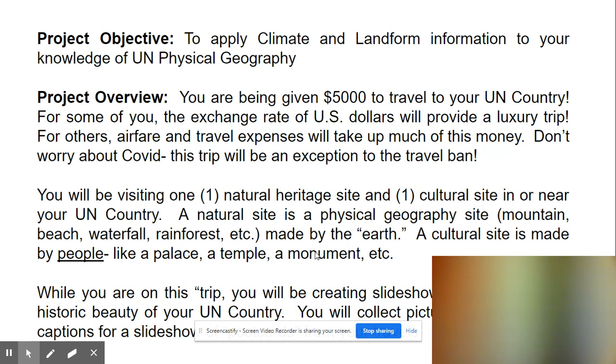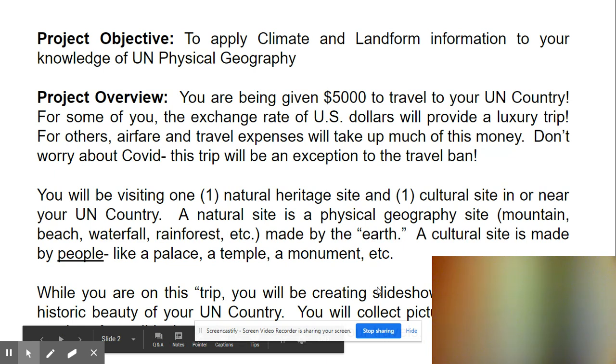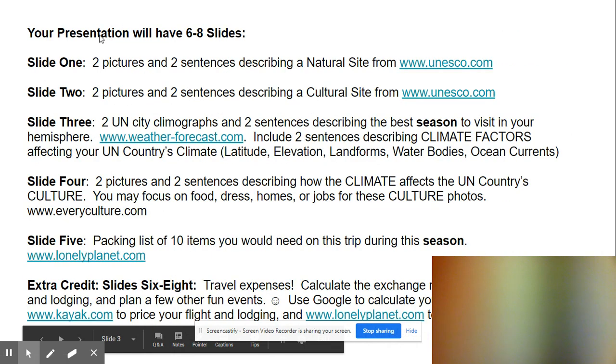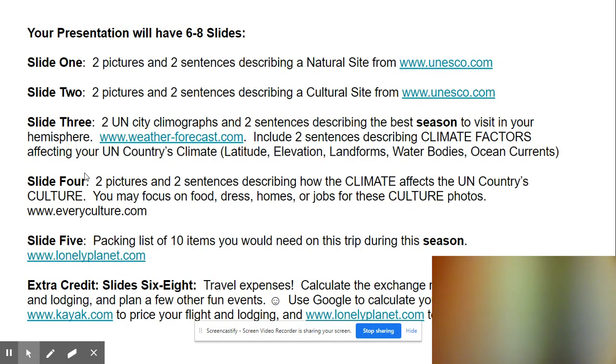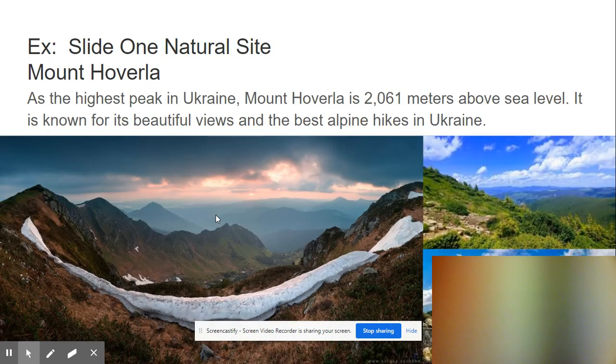And when you are on this trip, you're going to be collecting some pictures off the internet, and you're going to make a slideshow of the natural and historic beauty of this UN country. I would like you to write 2 sentences about each picture for your captions. Slides 1, 2, 3, 4, 5 is all you need to put together. I have some websites attached to the assignment on Schoology to help you get there. You can go back and read through this in a second, but let's look at slide 1.